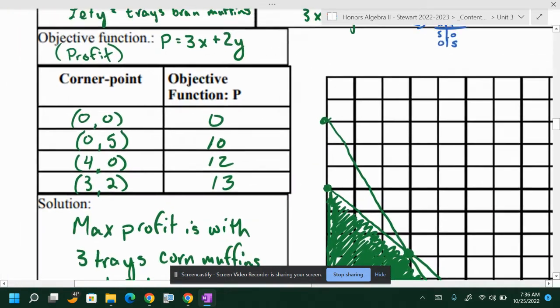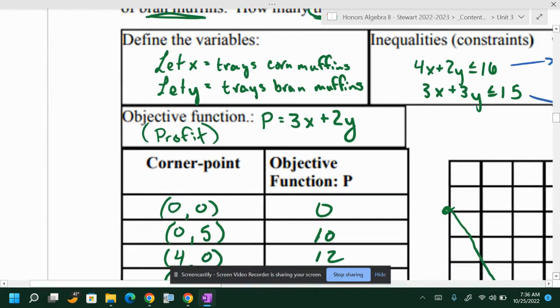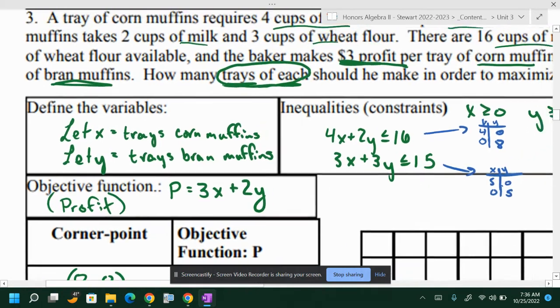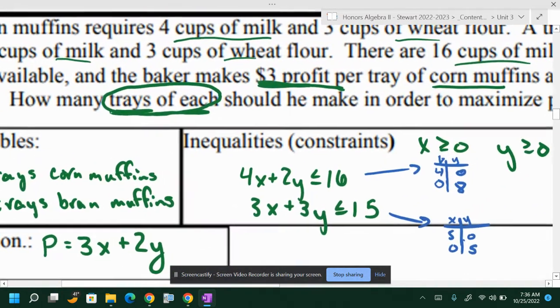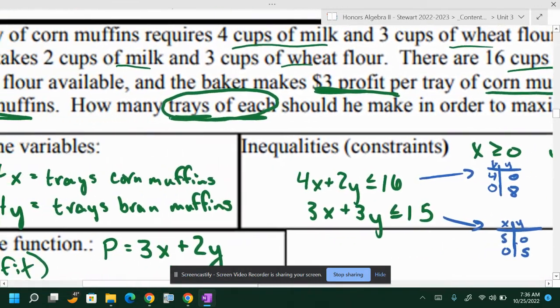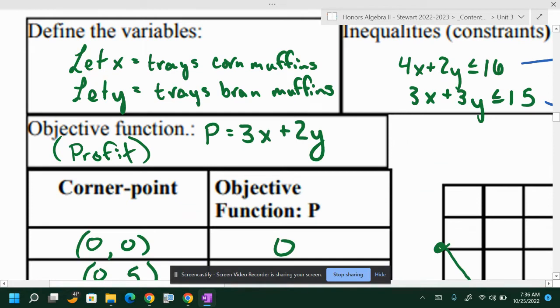So after we're done graphing, we need to definitely look at our objective function. Remember, objective, for most cases, is something that we're getting back. So in this case, it's going to be profit. The baker makes $3 of profit on the corn muffin trays and $2 per tray on the bran muffins. So P is equal to 3x plus 2y.